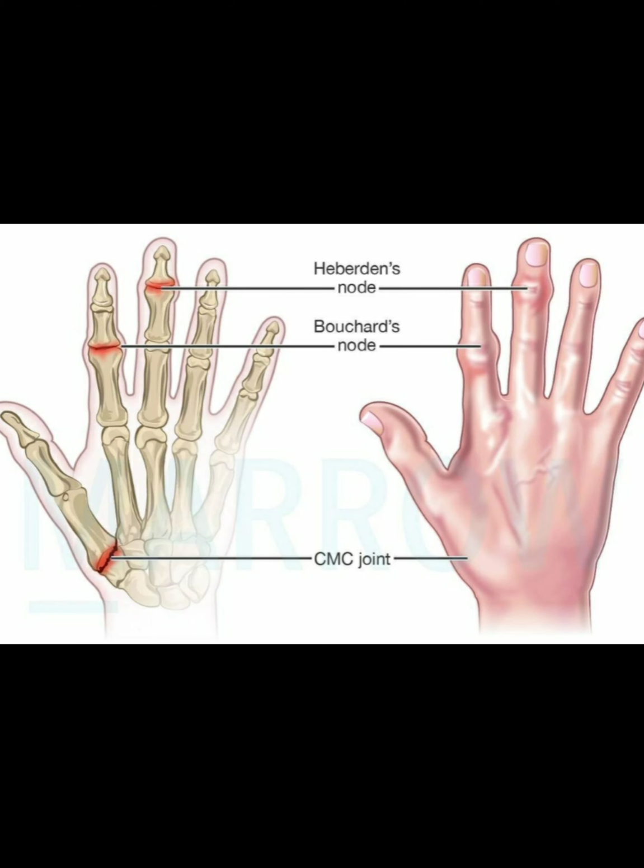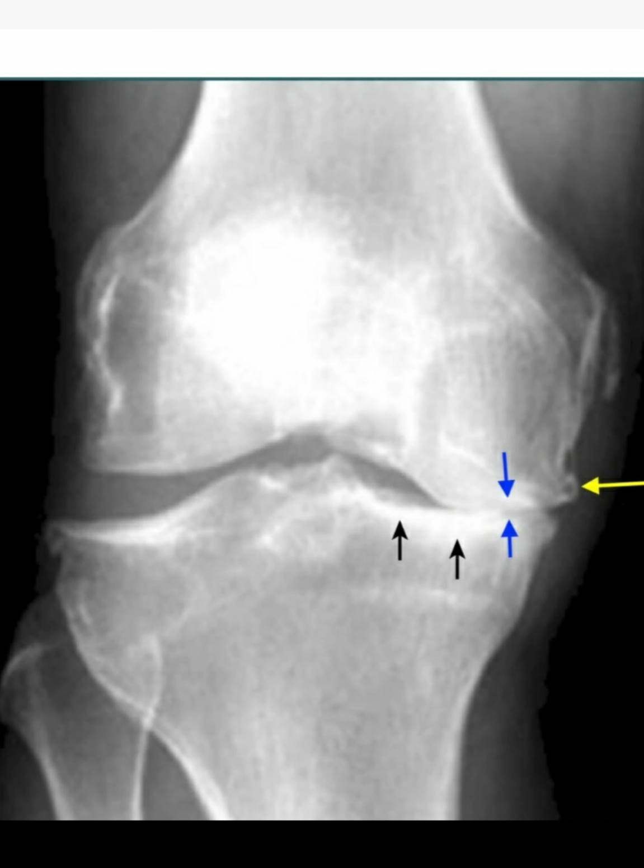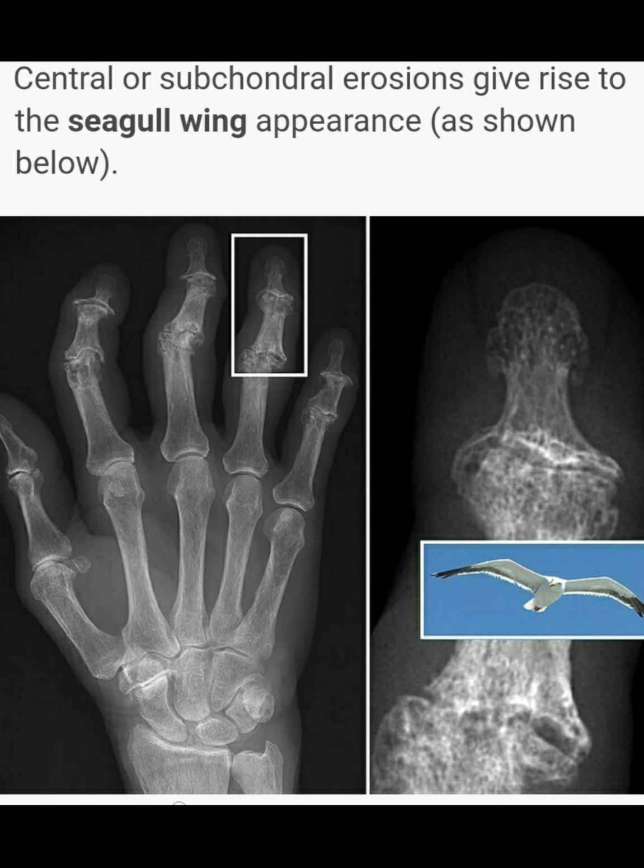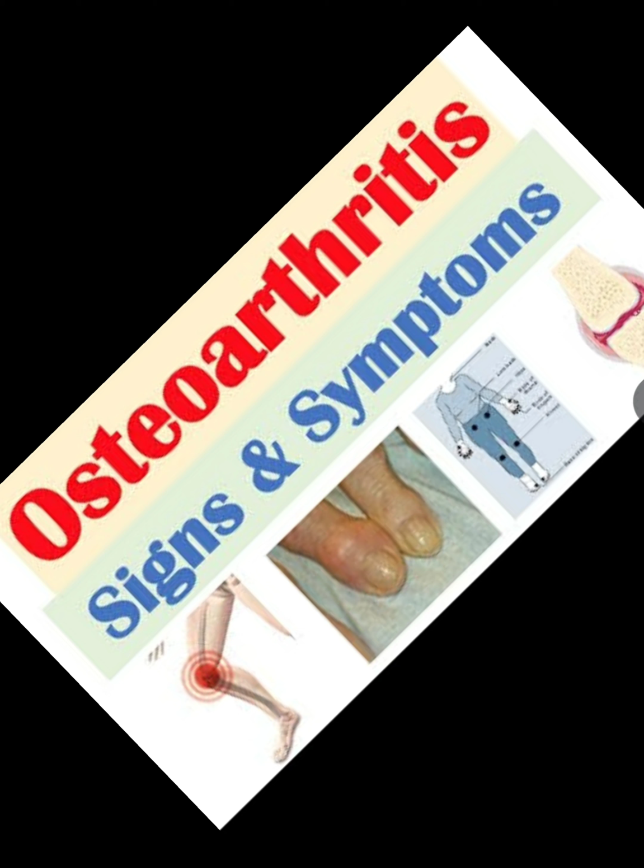X-ray shows the involvement of PIP and DIP joints. This radiograph shows in black arrows the subchondral sclerosis or cyst, in blue arrows the narrowing of the joint space, and in yellow arrow the osteophyte, that is the spur. In the next diagram we see the central or subchondral erosions which give rise to the seagull wing sign. So concluding, the signs and symptoms are knee pain, PIP and DIP involvement, and various other joint involvement.